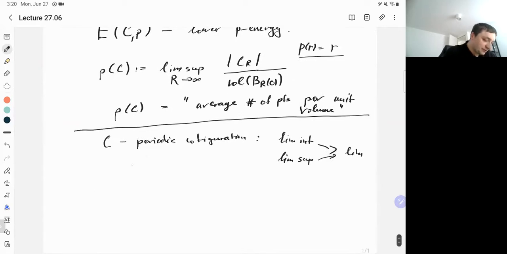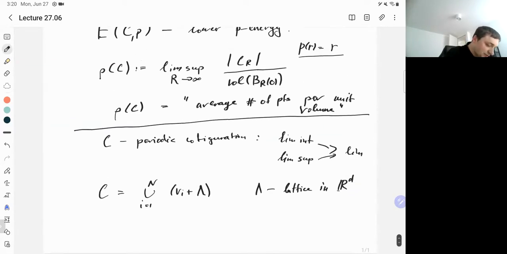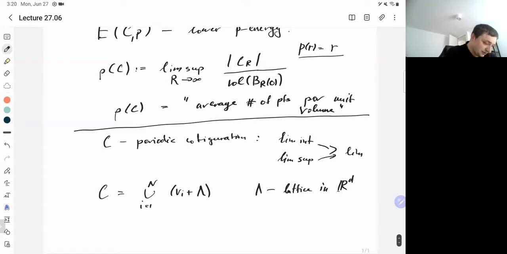And in fact, what is a periodic configuration? I will say a few words more about that later. But for now, it's a union of a number of cosets by a lattice, where lambda is some lattice in R^d. If you don't remember what a lattice is, I will remind you a bit later.